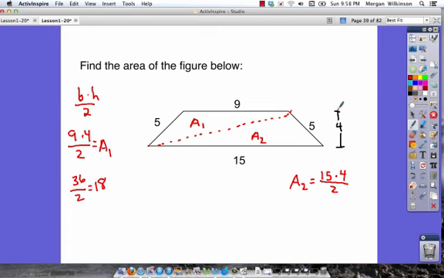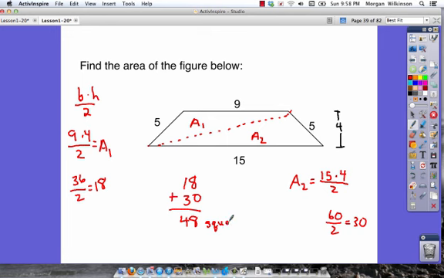Now if you had said the base was 4 and the height was 15, that wouldn't make a difference, because 4 times 15 is the same thing as 15 times 4. 15 times 4 is 60. 60 over 2 is equal to 30, so we get an answer of 30. Now A1 plus A2 makes the whole figure. 18 plus 30 is equal to 48, so we have 48 square units.